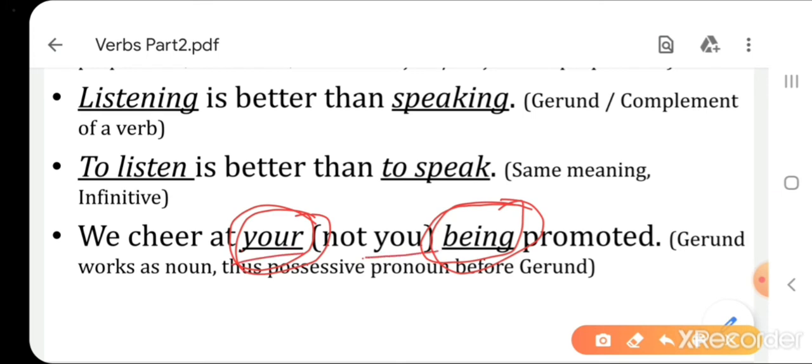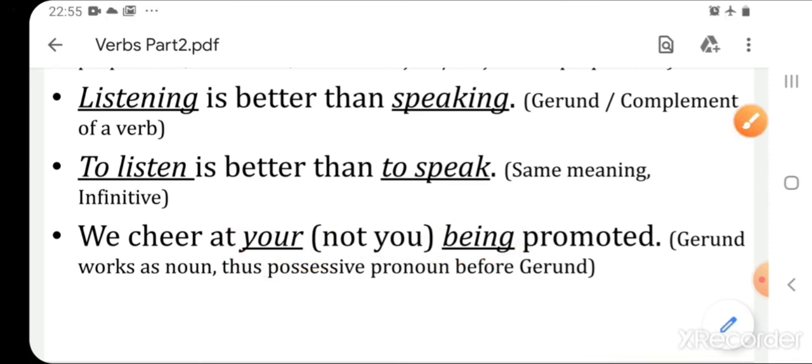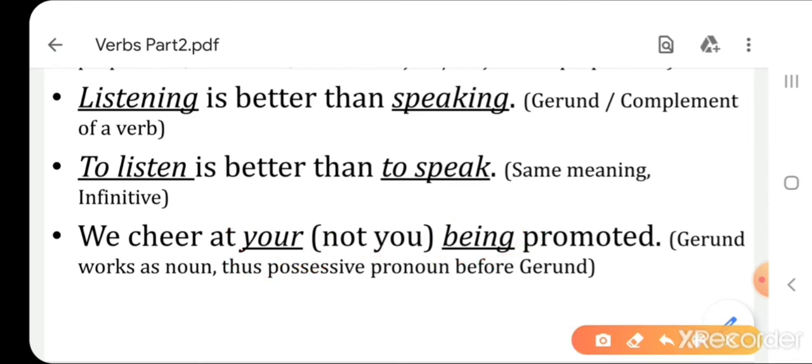But if we use you, a nominative or accusative pronoun, then it doesn't work there. So we have to use possessive pronoun, and it should strictly be followed in written English. So every time we have to use your, the possessive pronoun, and not accusative or nominative pronoun. That means subjective or objective case pronouns.